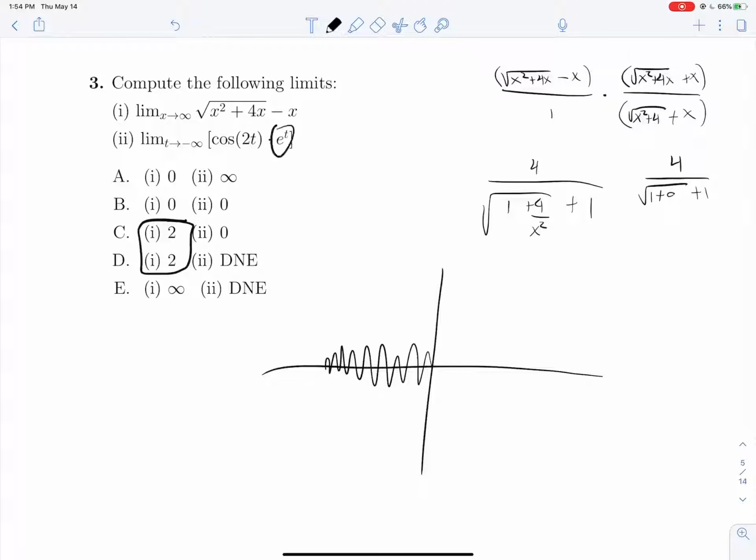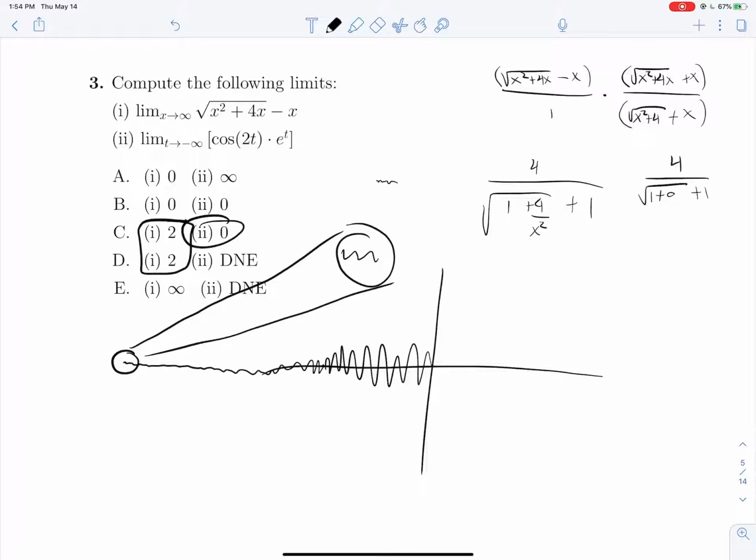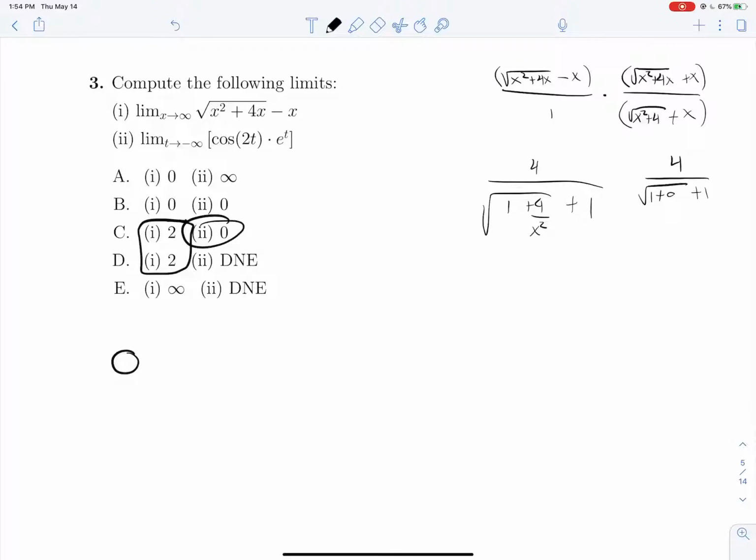But because it's being multiplied by a smaller and smaller number, those oscillations will get infinitely small as t approaches negative infinity. And as a result, I hope you can see how this really just approaches zero. If we're really close to negative infinity, we'll still be oscillating. If you zoomed in here, you would still see those oscillations. They are just infinitely small near negative infinity. So there we go. C is our answer for number 3.